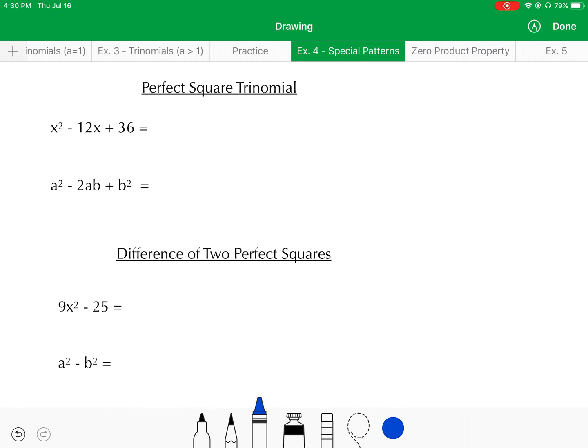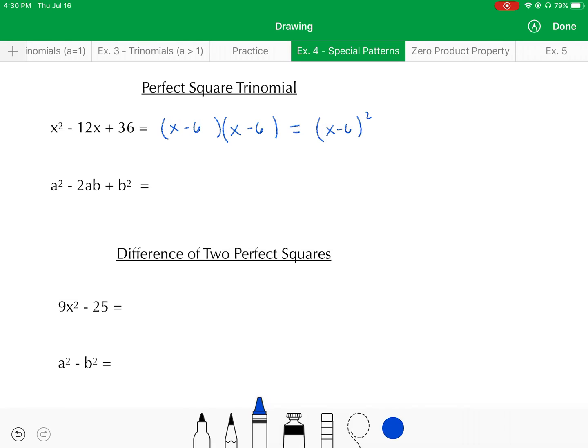Okay, so x squared minus 12x plus 36. This is considered a perfect square trinomial because when you factor it, the two factors end up being identical. In this case, they both are x minus 6. And you could write it like that, or oftentimes we'll end up writing it as x minus 6 to the second power.